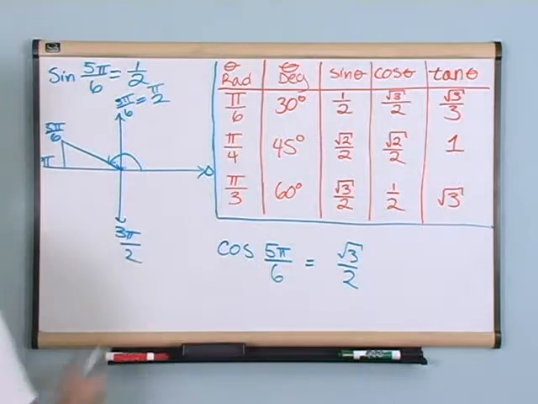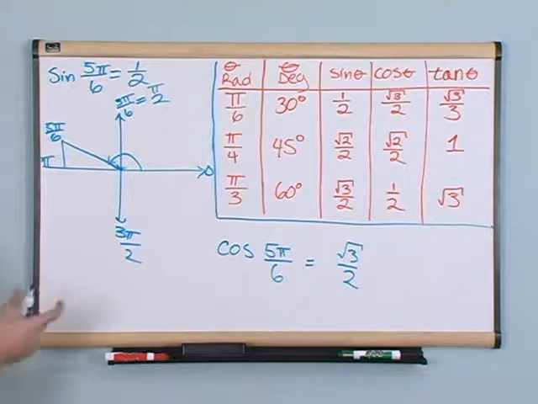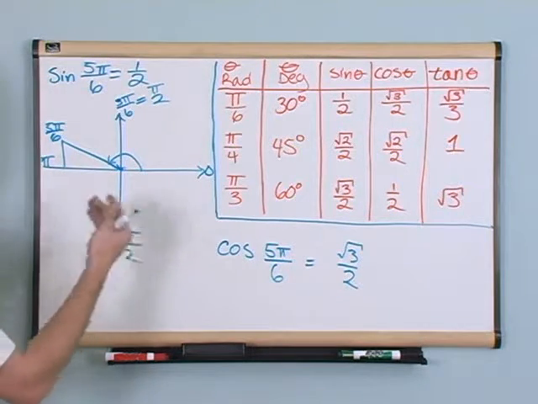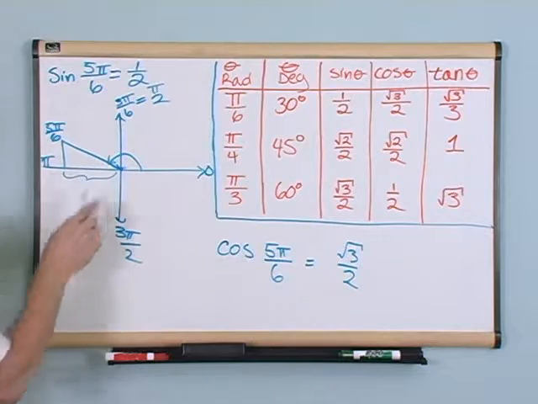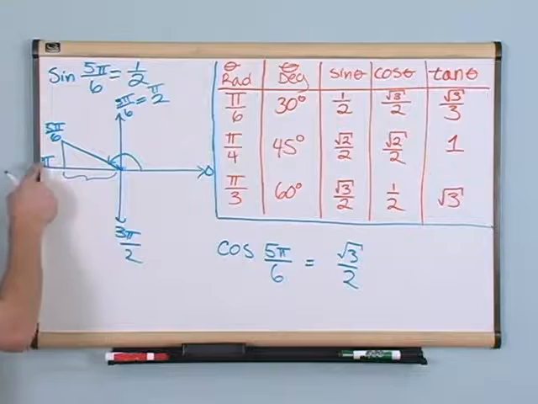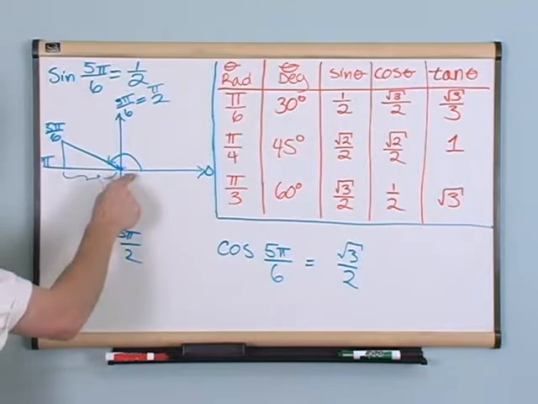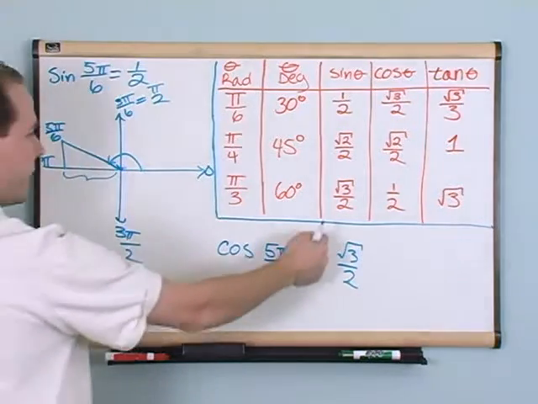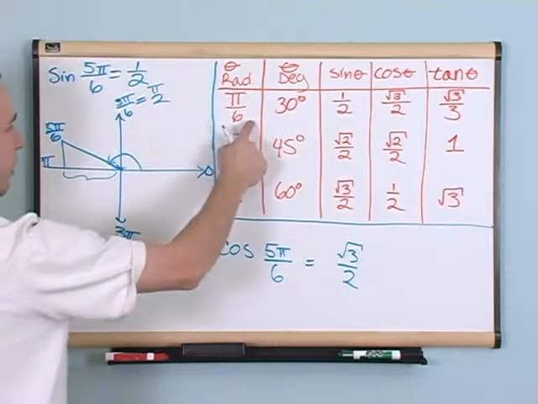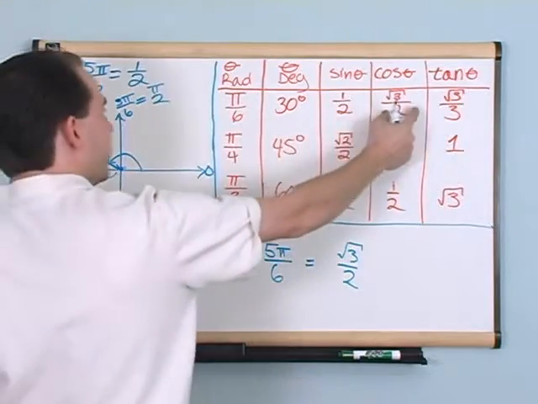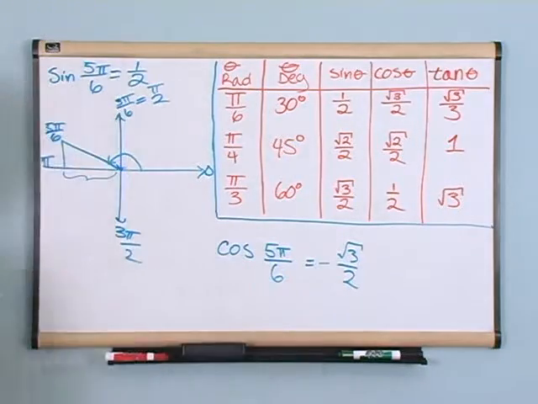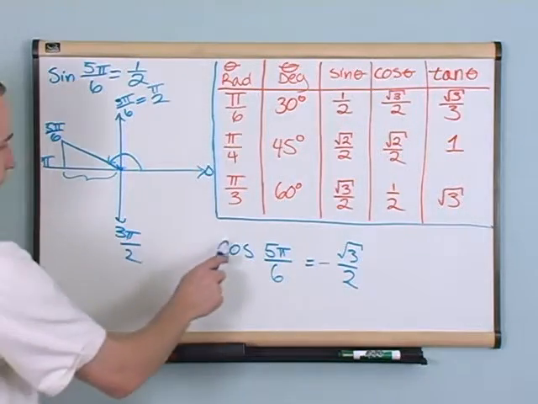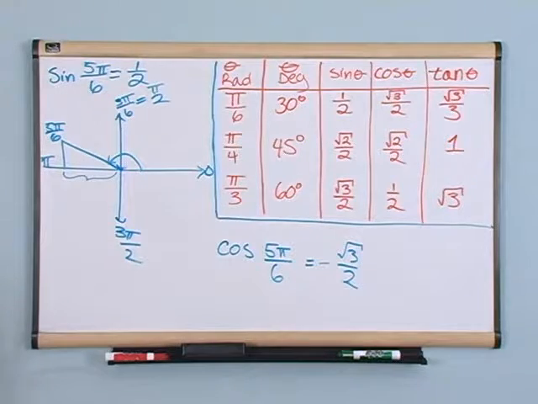I'm looking at the cosine, and I remember cosine is x, sine is y, so cosine is going to be this measure right here, okay? And if you look over here on the x-axis, this is negative x. I have the number given by my chart. It's a pi over 6 number, so it's square root of 3 over 2. It's in the negative x direction, so I put a negative sign in front. So the answer to cosine of 5 pi over 6 is negative square root of 3 over 2.